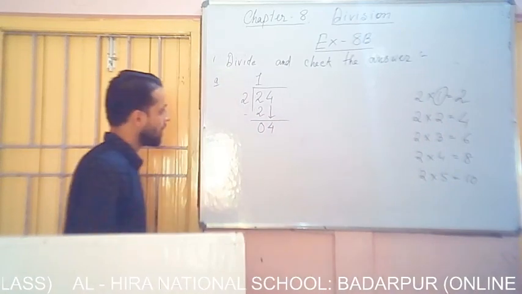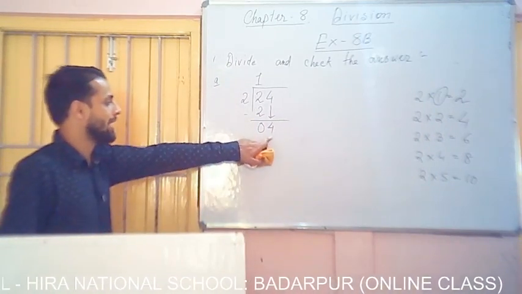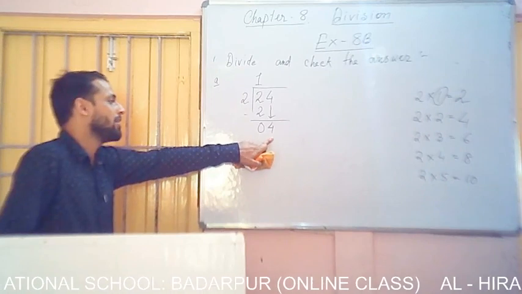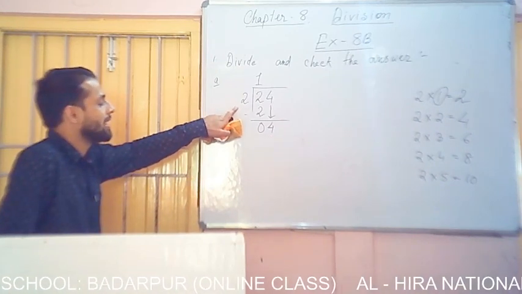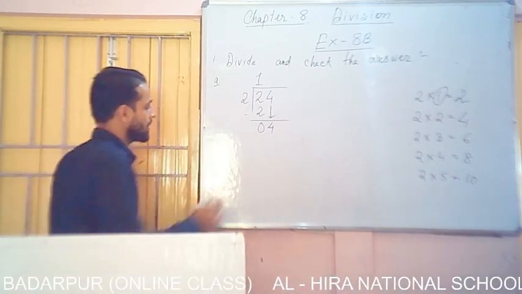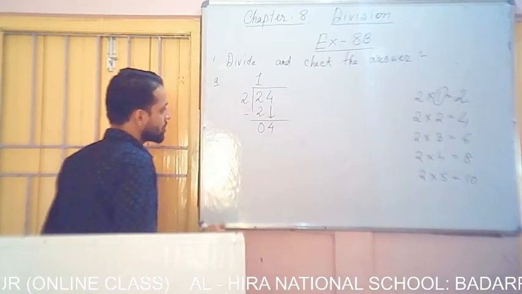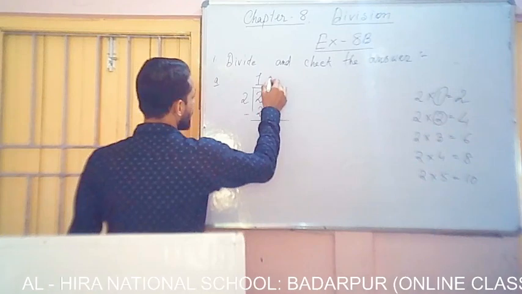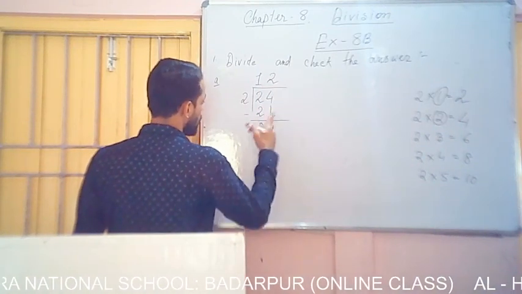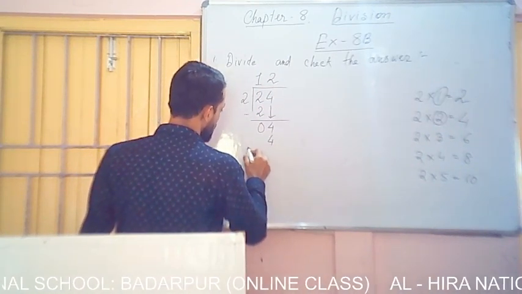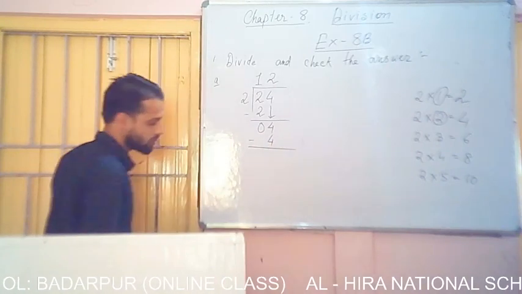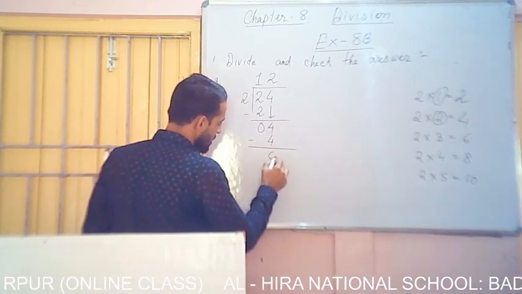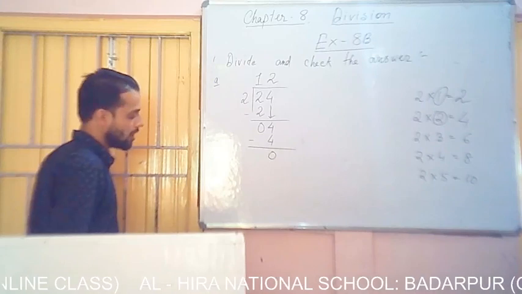Okay, so now we have to divide this 4 by which number? By the divisor. That is 2. So 2 multiplied by 2 equals 4. So here we are going to write 2. So 2 twos are 4. Now again you see 4 minus 4 equals 0.